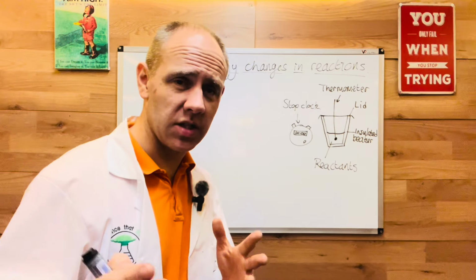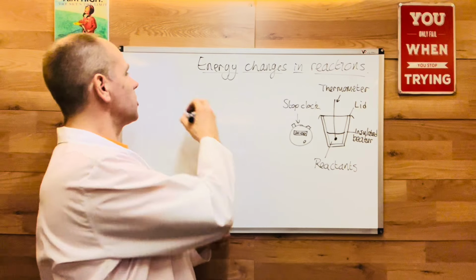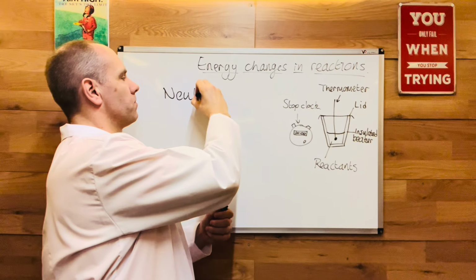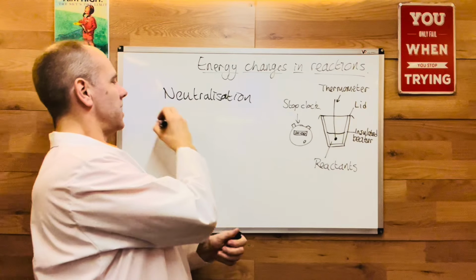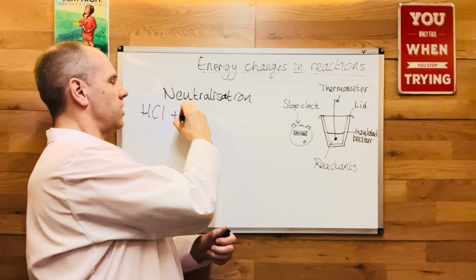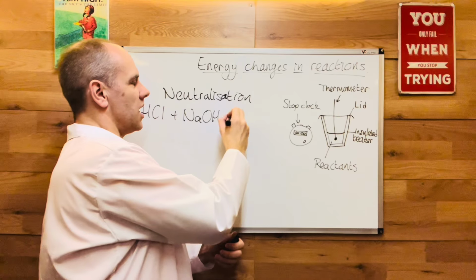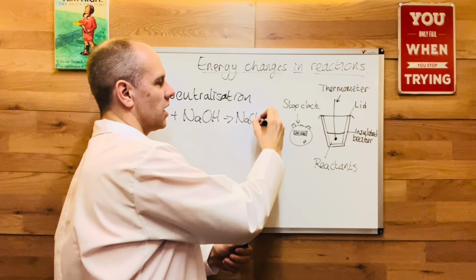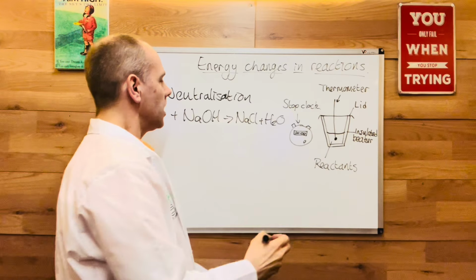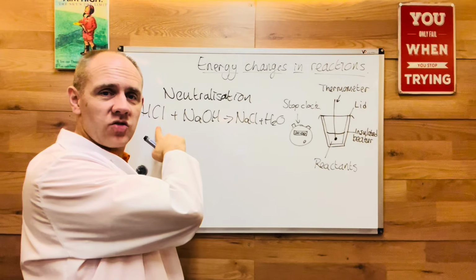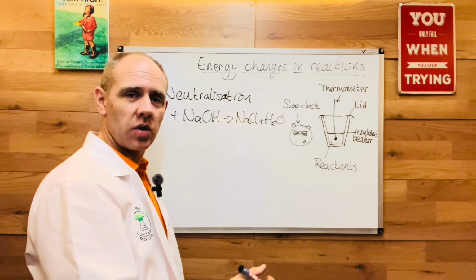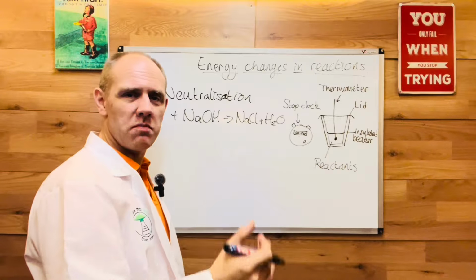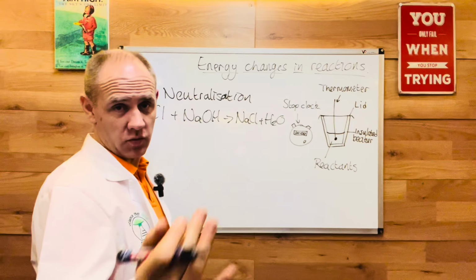Now, what are the reactants? What are the reactions? Well, the first one is neutralisation. Now, the required practical for this happens to be hydrochloric acid with sodium hydroxide, and you get sodium salt, and you get water. You would place the hydrochloric acid, whatever concentration it is, inside the reaction vessel, start the stop clock, take the temperature for a good minute or so. It will be the same, and that will be room temperature.